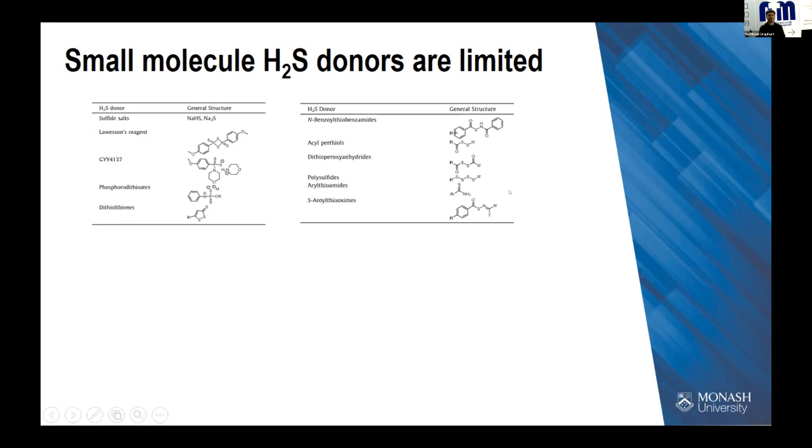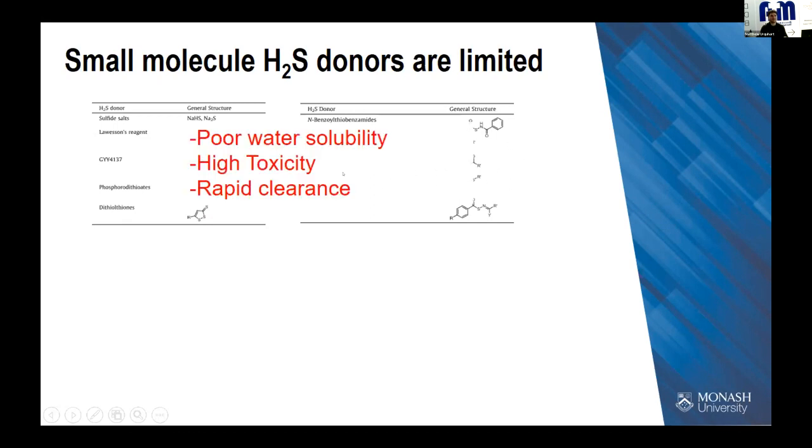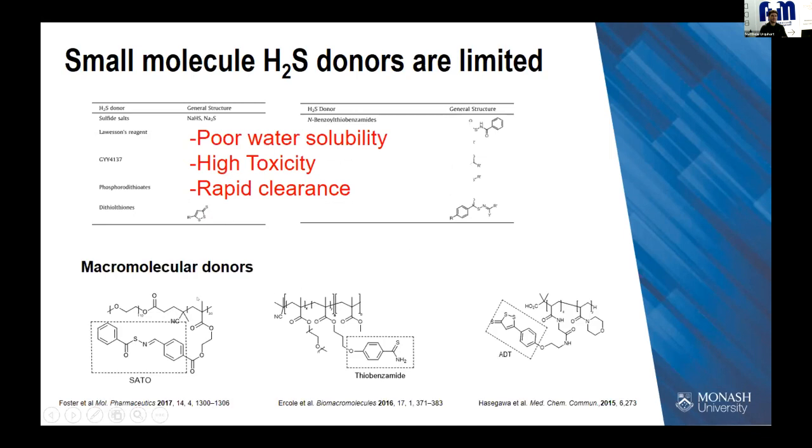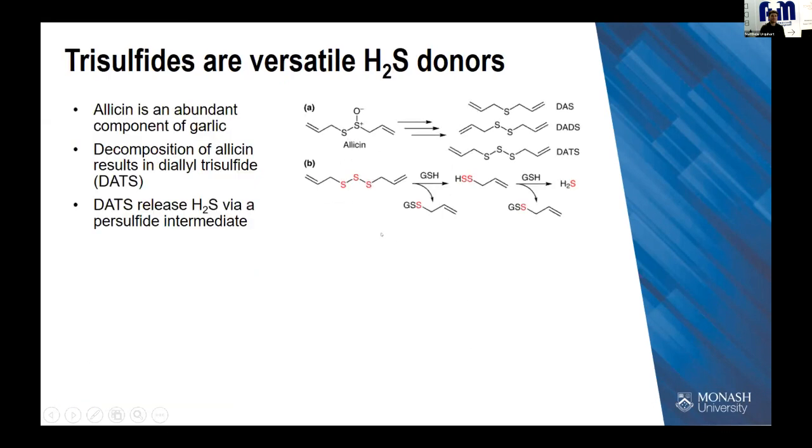Although, much like small molecule drugs, they're limited by inherent poor water solubility, high toxicity, and rapid clearance. This paved the way for macromolecular H2S donors. So often what's been seen in really the last 10 years or so is that the conjugation of an H2S donating group to a macromolecular scaffold affords better biological profiles, reducing toxicity and extending the release period. So this is a space we're particularly interested in, especially so in the trisulfide compounds.